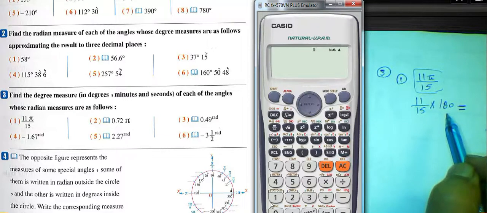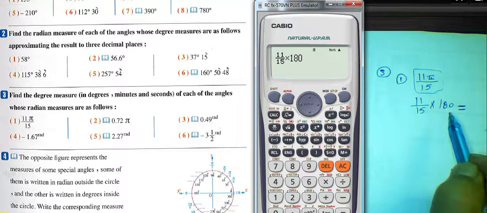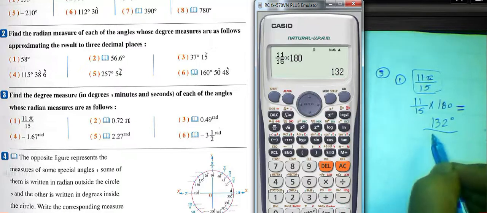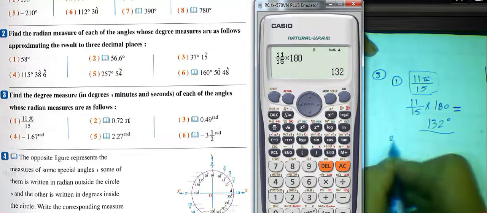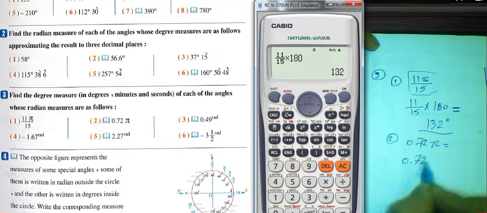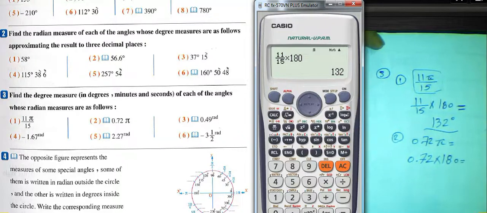11 over 15 multiplied by 180. Our result will be 132 degrees. It's a direct method. And question number 2, 0.72 pi. You can replace this pi by 180 directly.